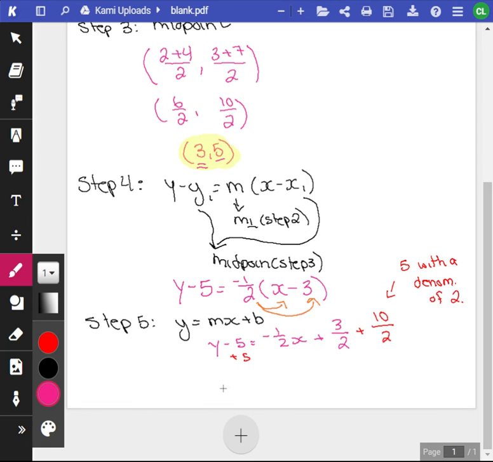We get a final answer: y equals negative a half x plus 13 over 2. And that is the equation of our perpendicular bisector.